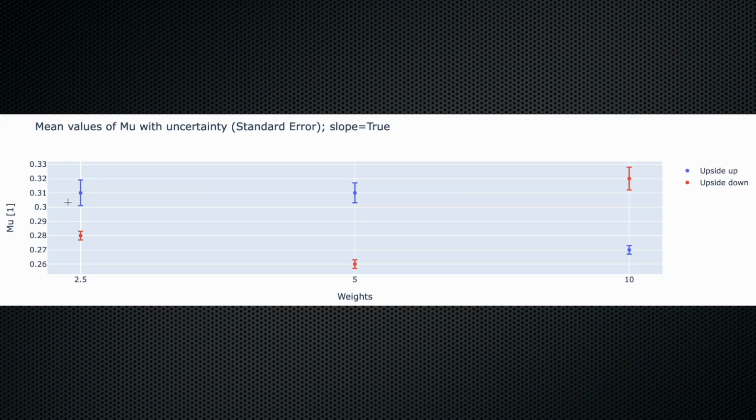Here's a look at the mean or average values of mu and the standard error of the mean value. In this case, the 10-pound weight seems to reverse the course seen in the 2.5 and 5-pound weights, even after double checking the data.